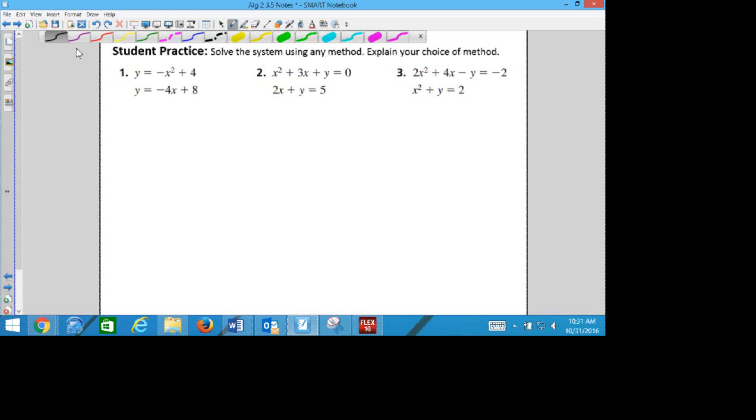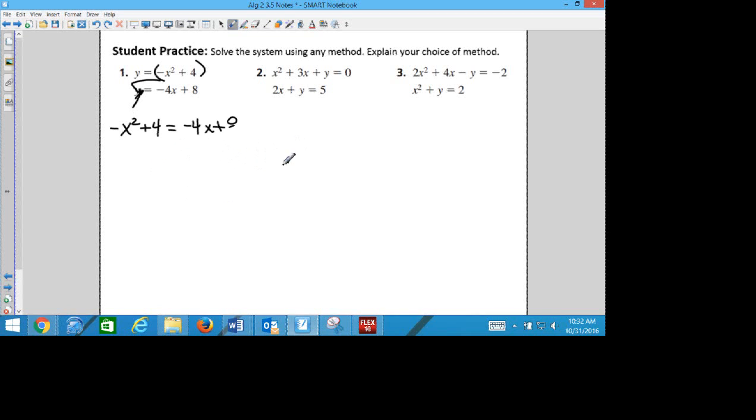So on every single one of these, we have to get rid of y. Before we can solve it, we have to get rid of y. So look at the first one. We could do that by elimination, or we could do it by substitution. I'm going to do substitution because it already says y equals. You can do elimination, but you'd have to multiply by -1 to do elimination. I'm going to do substitution. Since that's what y equals, I'm going to replace it with y. I'm going to have negative x squared plus 4 equals negative 4x plus 8. And then I'm going to make it equal to 0 by adding x squared and subtracting 4.